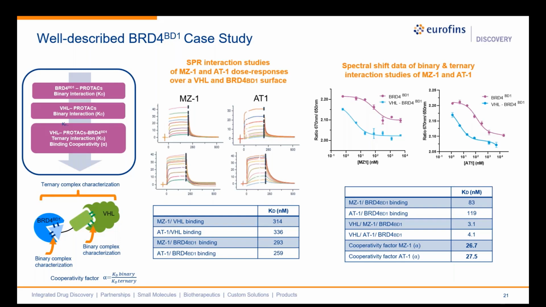Regarding spectral shift data, the ternary complex was also formed, and you can see clearly a shift from the purple dose response curve to the blue one, adding the VHL as an additional partner in the assay. At this range of affinity, we couldn't determine the affinity accurately. However, we could easily assess that the cooperativity factor is higher than 20 for AT1 and MZ1. In other words, the PROTAC binds BRD4 20 times tighter in the presence of the ligase.